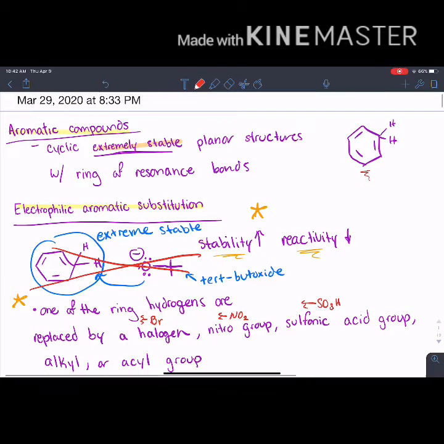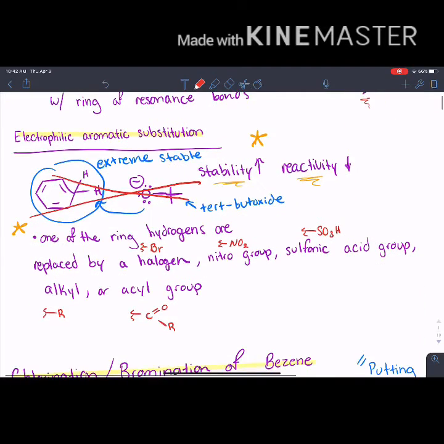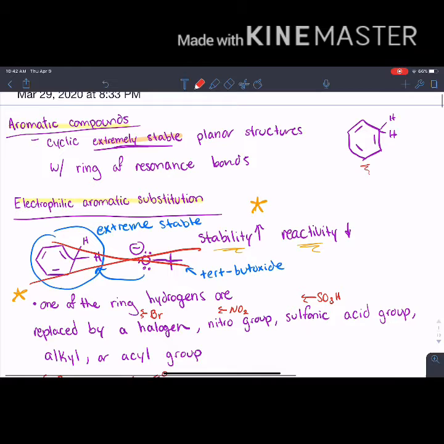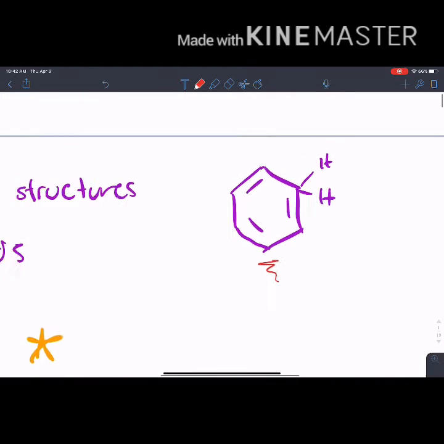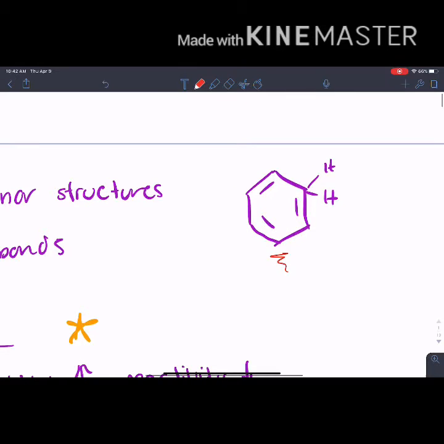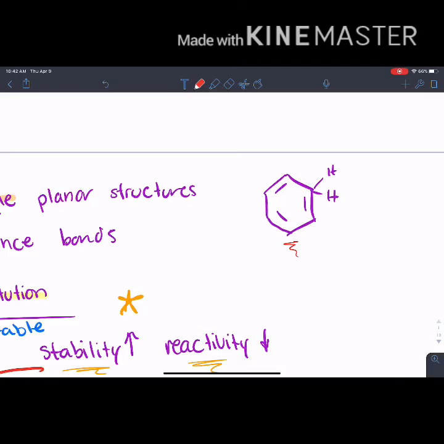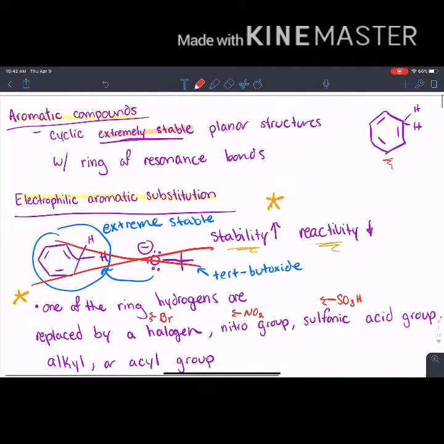So today we're going to be talking about the cyclic, extremely stable planar structures with rings of resonance bonds known as aromatic compounds. These structures are usually seen as benzene, right? You've got your generic six-membered ring with pi bonds within it. This increases its stability, right?